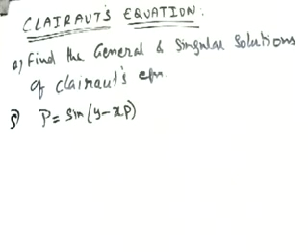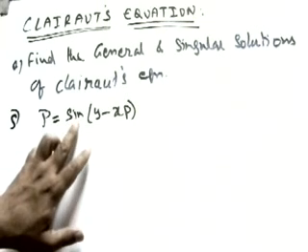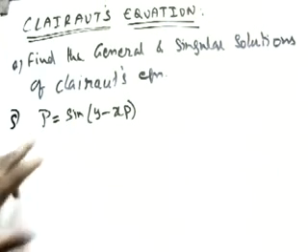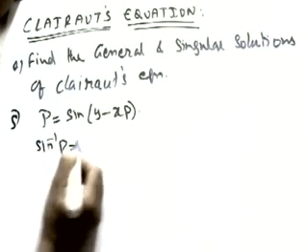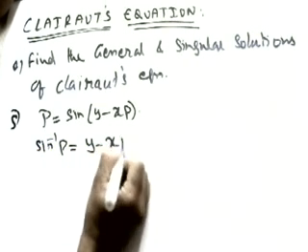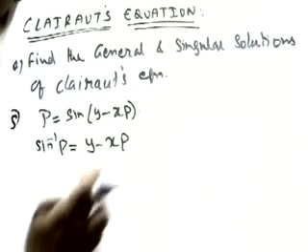Now see the next question. Find the general solution and singular solution of the equation. We have to change it a little to get into the Clairaut's form. Bring this sign here. It will be sine inverse p, so sine inverse p equals y minus xp.